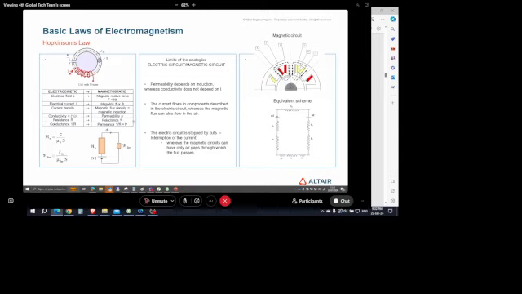So these are the limits of this analogy, and this is something simple actually, because if you apply it on a rotating machine, you are going to have a much more complicated magnetic equivalent circuit. Sorry.